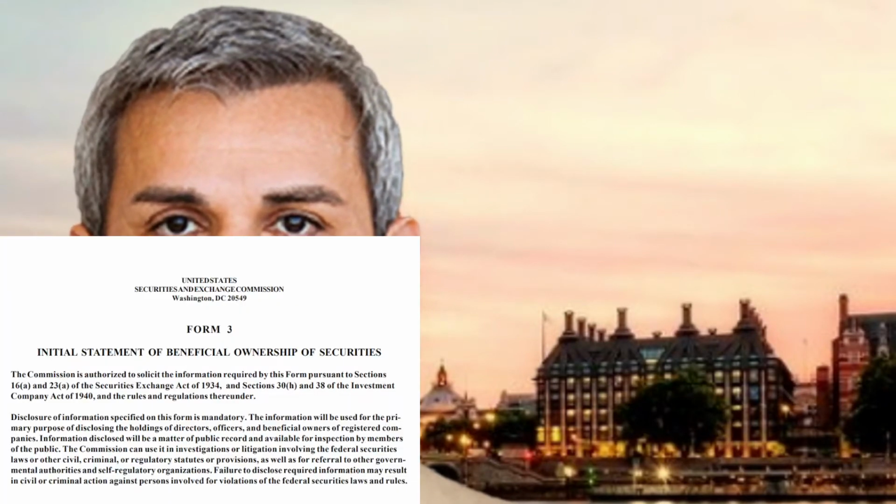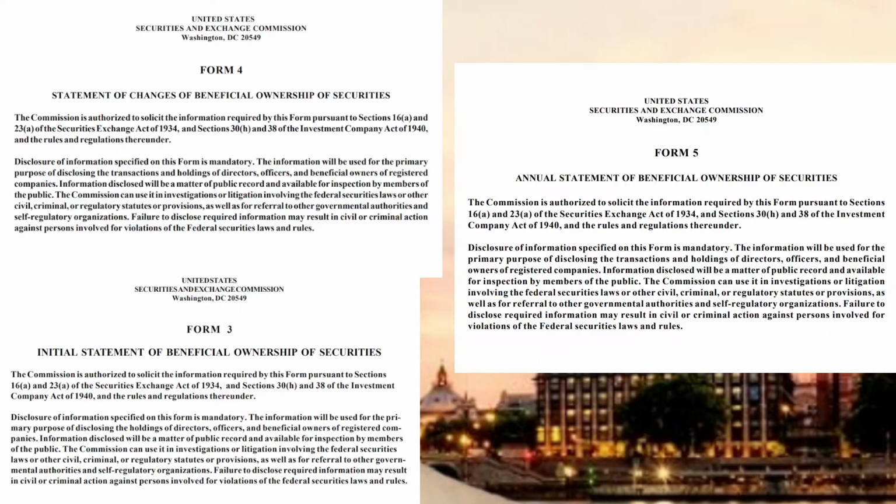Forms 3, 4, and 5. These forms are filed by corporate insiders. The SEC defines a corporate insider as a company's officers and directors, and any beneficial owners of more than 10% of a class of the company's equity securities registered under Section 12 of the Securities Exchange Act of 1934. These forms are meant to reveal more information about the securities that company insiders own.